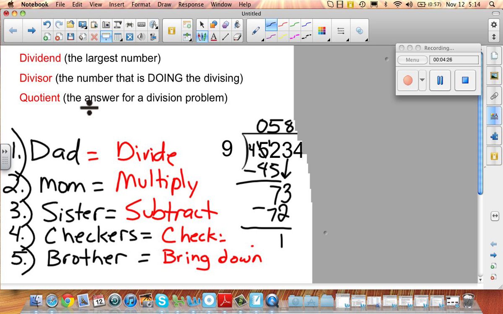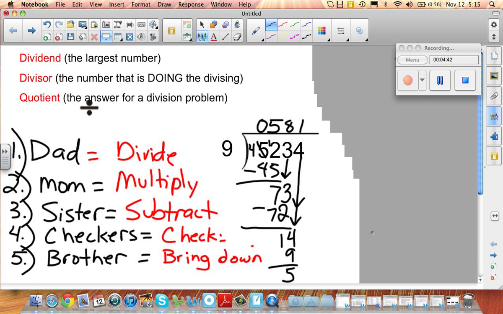Now we'll need to, brother, bring down the next step. 4 comes all the way down. And 9 goes into 14. I know my math facts. 1 time. 14 minus 9 is 5. And in this case, we're dealing with whole numbers. So we have a remainder of 5.